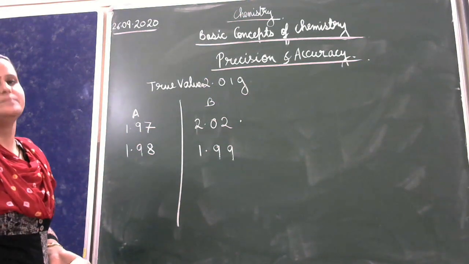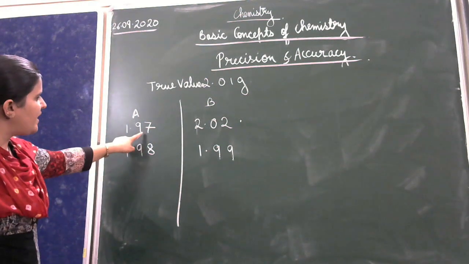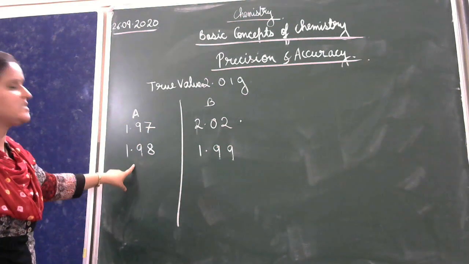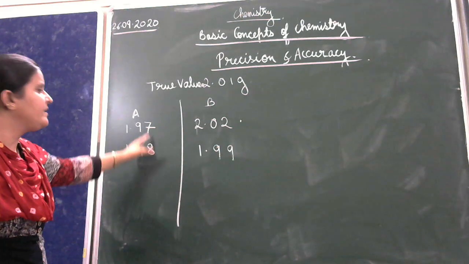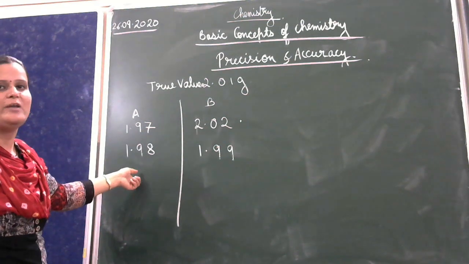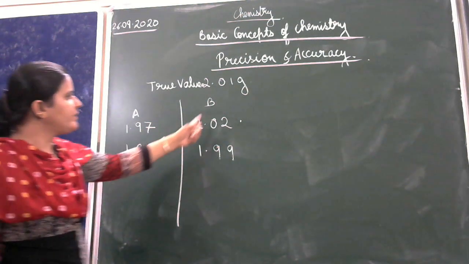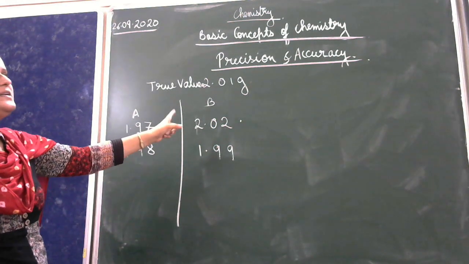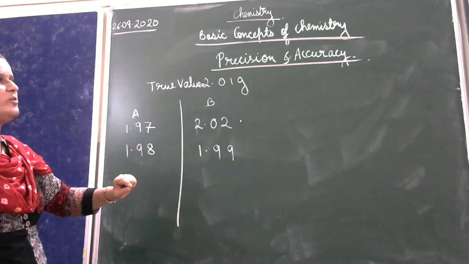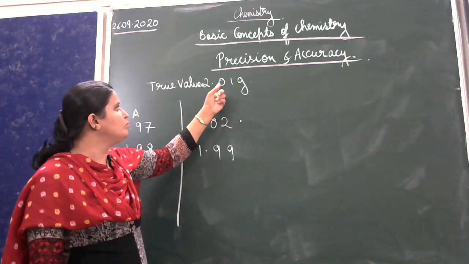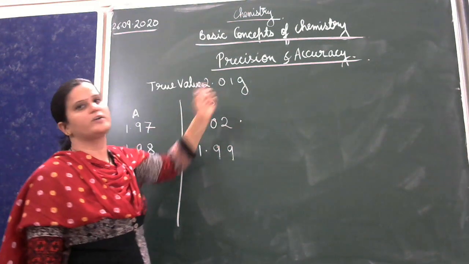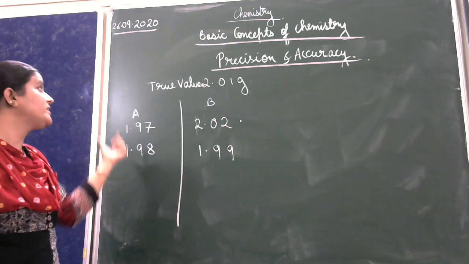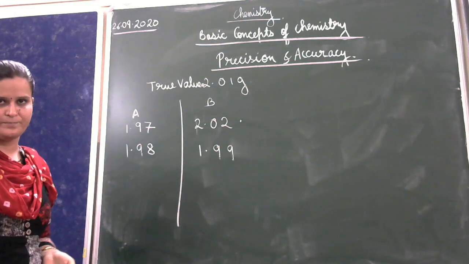What does this mean? Here again, I will say A is precise because he is getting almost the same value repeatedly. But what about B? For B I will say he is accurate. Why is he accurate? Because his value is closer to the true value. So that is why you have to understand what precision is and what accuracy is.